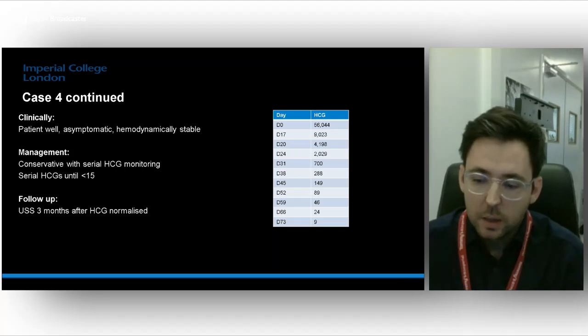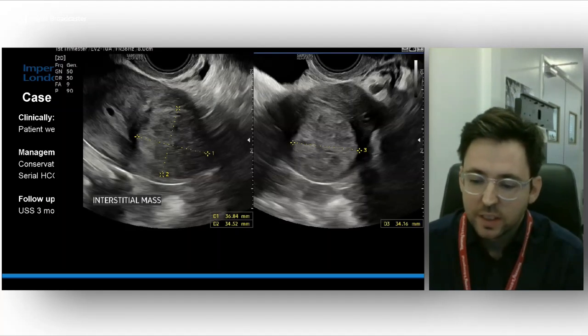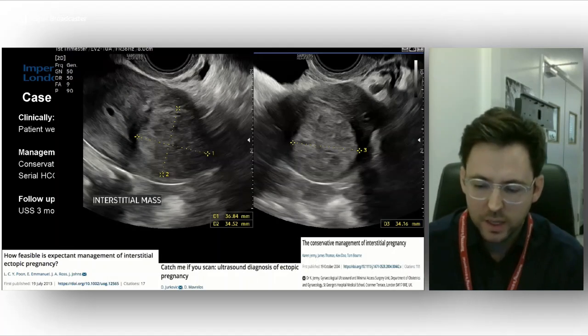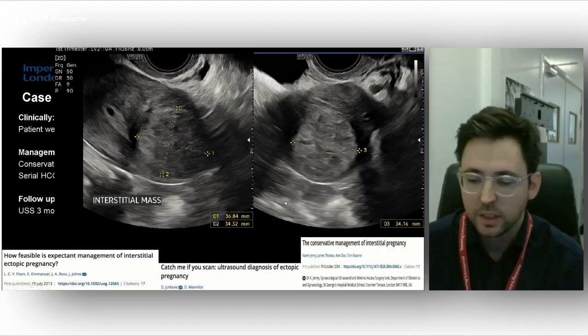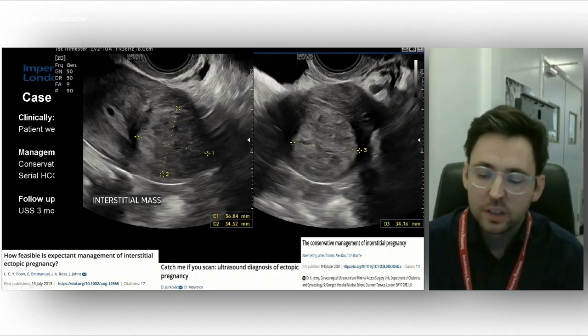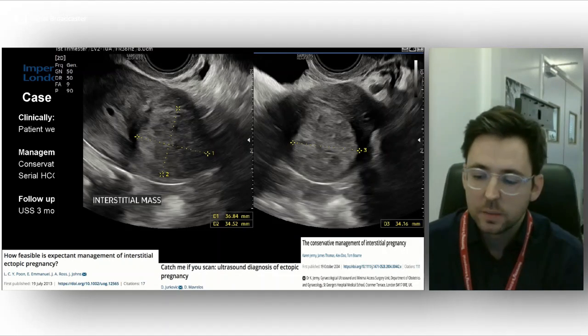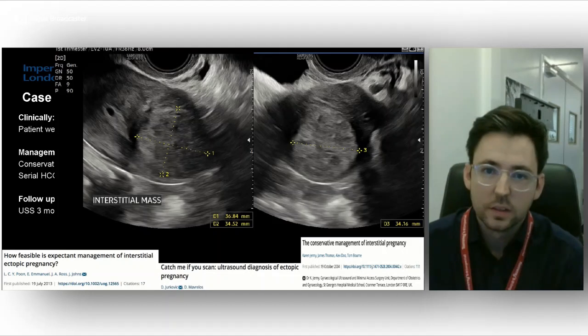The next ultrasound image shows the mass on an interval scan, which has reduced in size. And there are also some papers here looking at both the diagnosis and expectant management of interstitial pregnancy. May, do you have any other consideration on choosing the correct management of interstitial pregnancies?